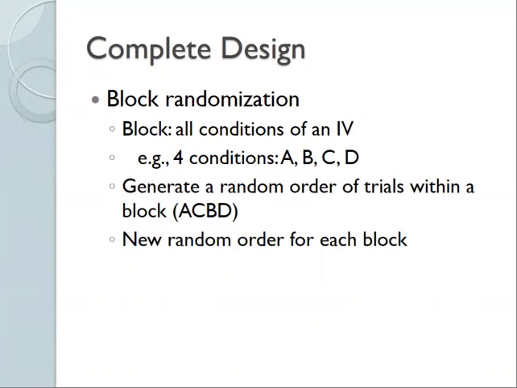And the different versions, the different faces they see would be the different conditions. And so with block randomization, what you're going to do is list your conditions of the independent variable, and then generate a random order of trials within a block. Okay, so a block is one of each of your conditions. So if you only had 3 conditions, a block would just be those 3. And then you're going to organize them in a random order.